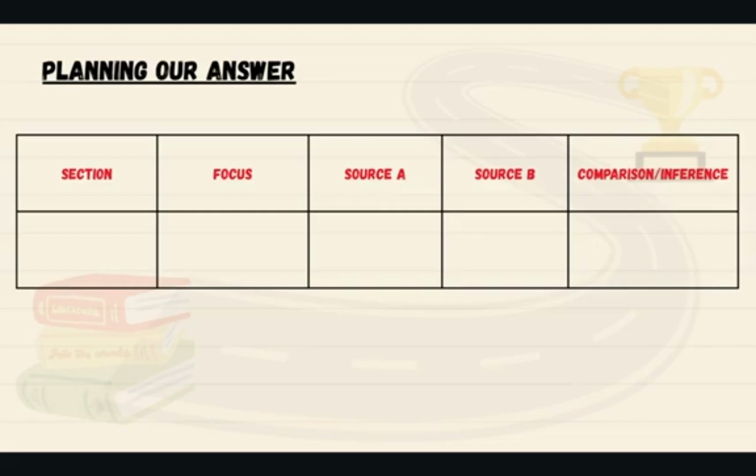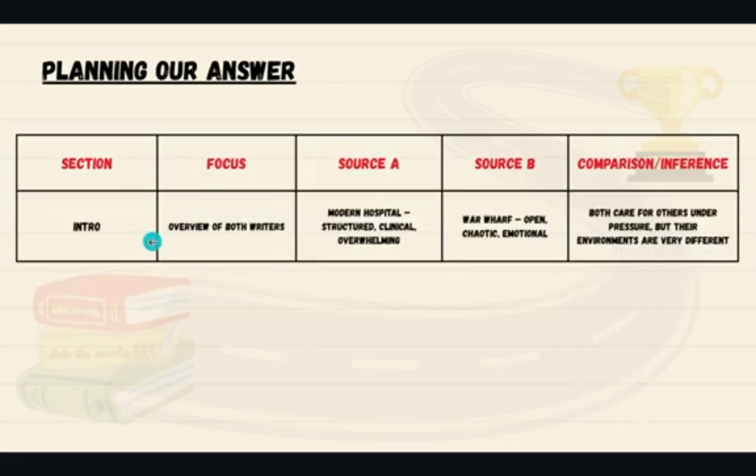Right, for mine, I've put in the intro section, the focus is on the overview of both writers. Source A is based in a modern hospital where it is structured, clinical and overwhelming, whereas in source B, it is located in a war wharf, where it is open, chaotic and emotional. And the inference that I've made is that both individuals care for others under pressure, but their environments are very different.